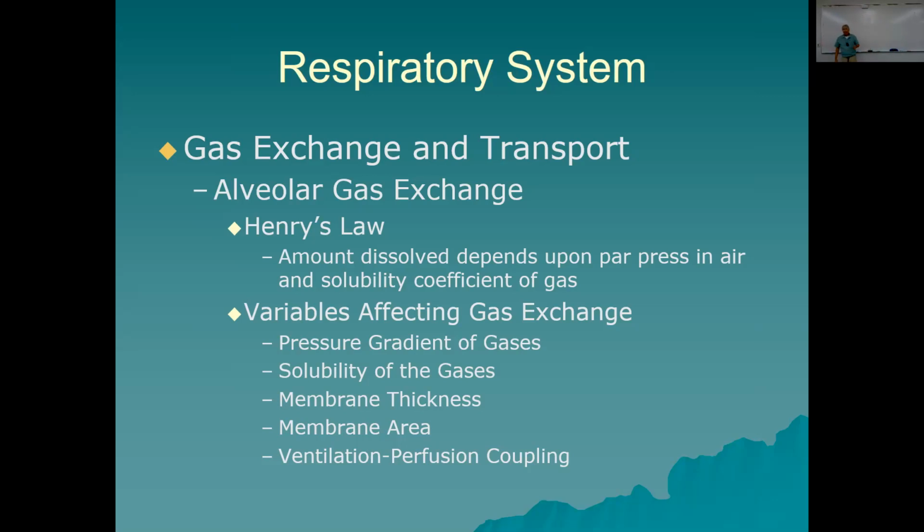Okay, variables affecting gas exchange. So how fast does gas diffuse, really? What things affect the speed of diffusion? This is very important, as I mentioned, because your blood only has 0.2 of a second to get saturated with oxygen and to get rid of a fair amount of CO2. So the pressure gradient of the gases: the higher the pressure gradient across the respiratory membrane, the more gas is going to flow.